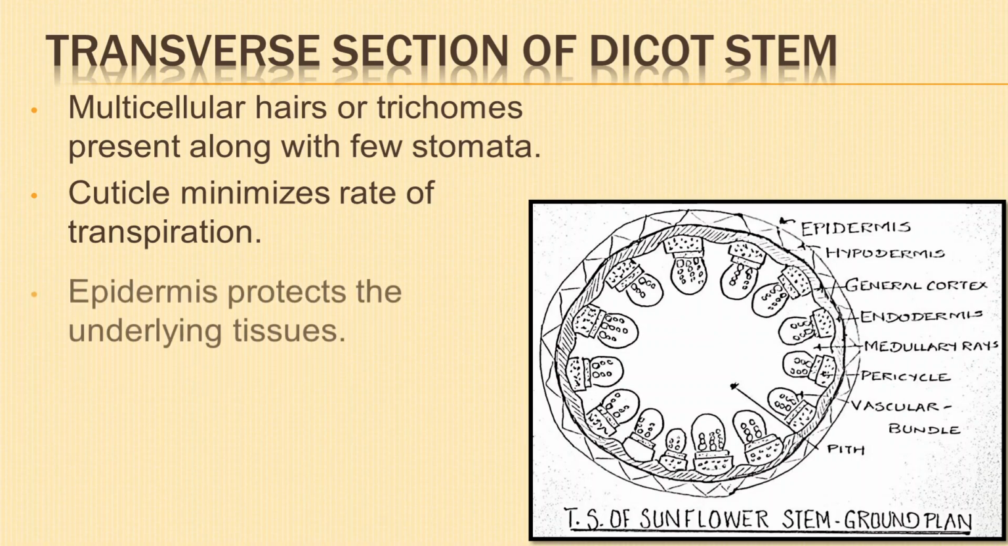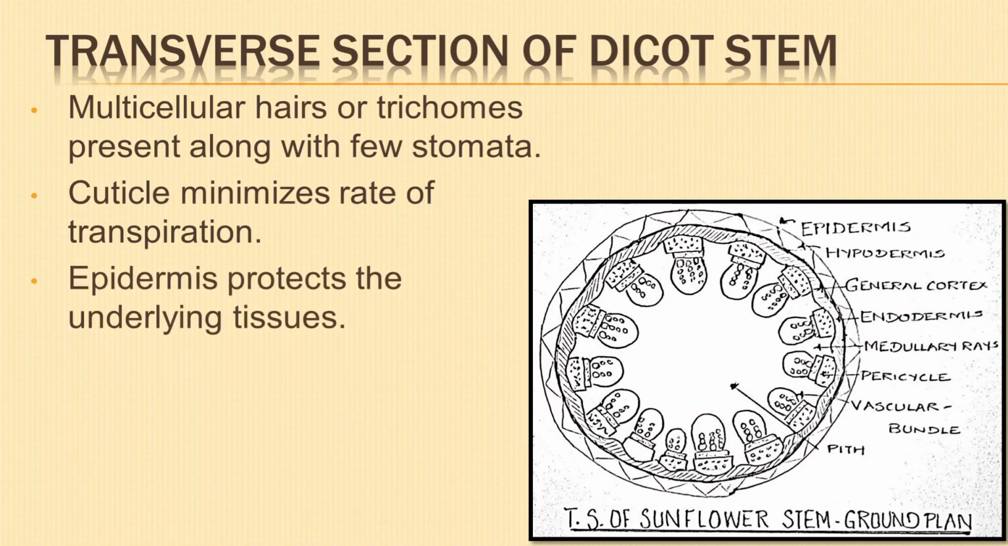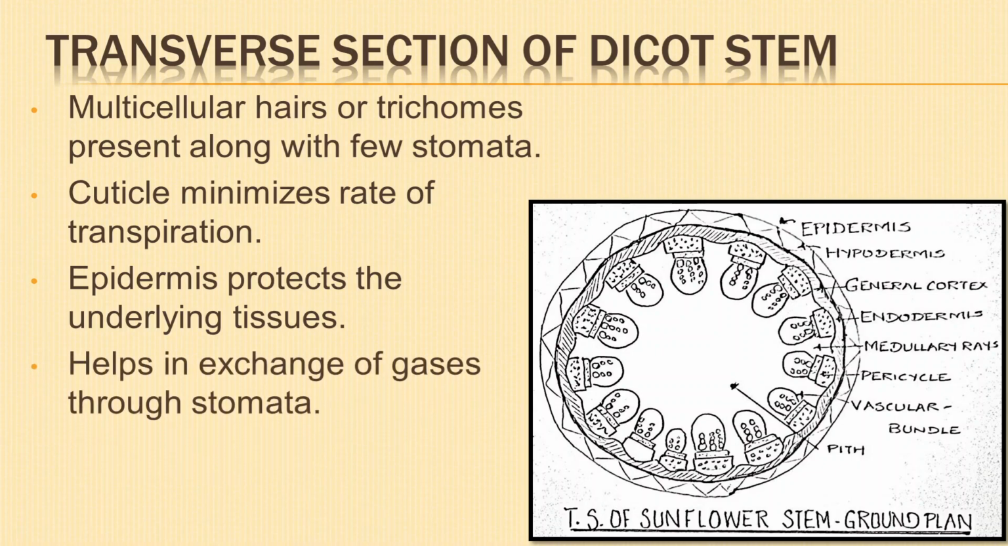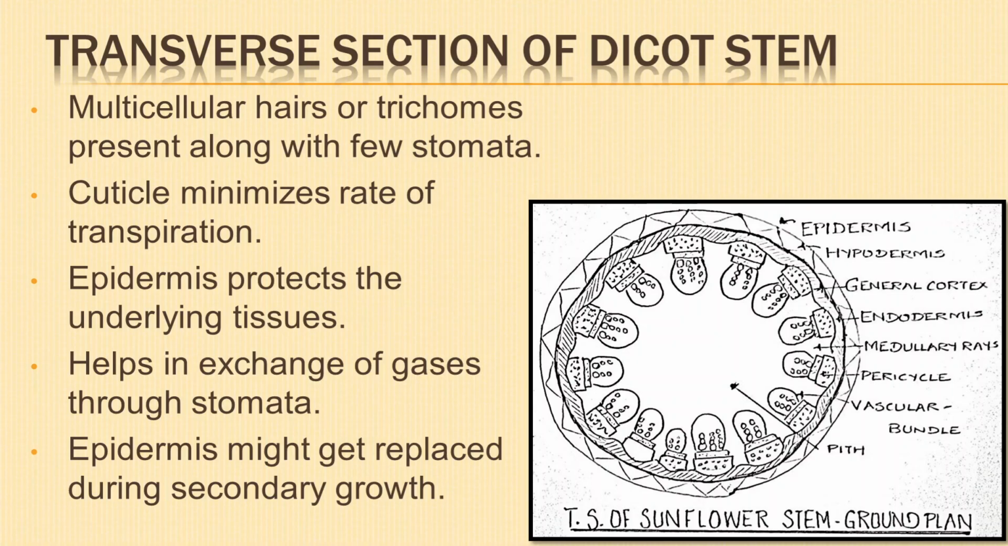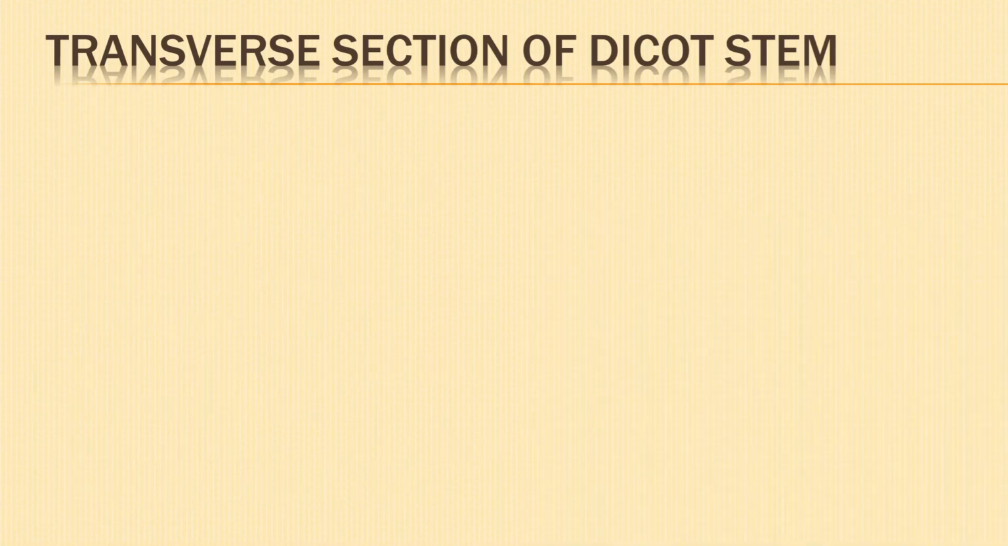The epidermis protects the underlying tissue from mechanical injury and also against different environmental factors. It helps in exchange of gases through stomata. The epidermis of dicot stem might get replaced during secondary growth.